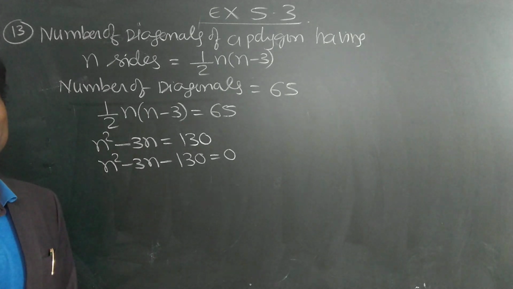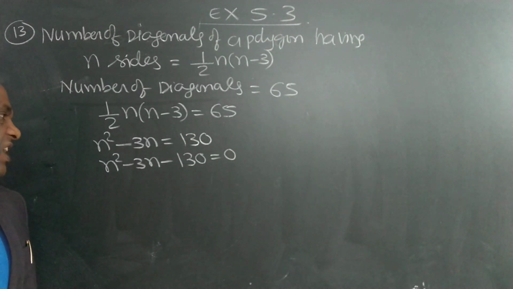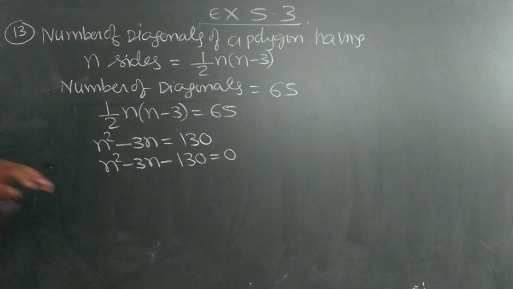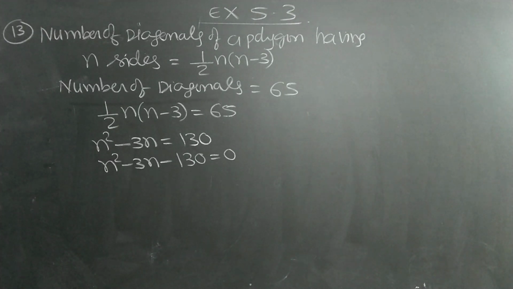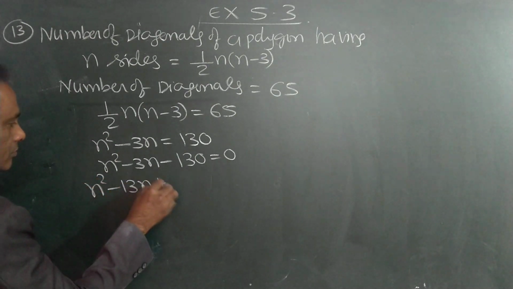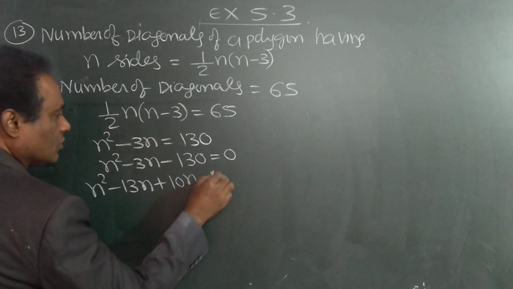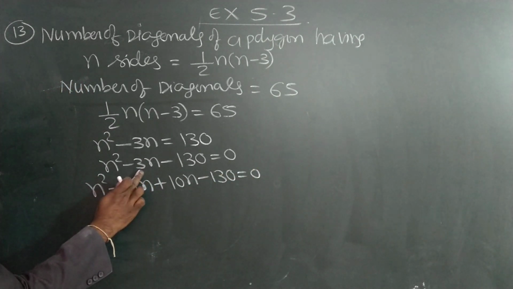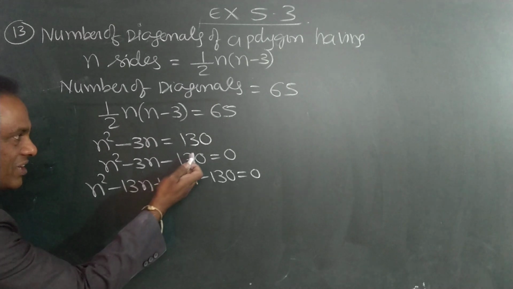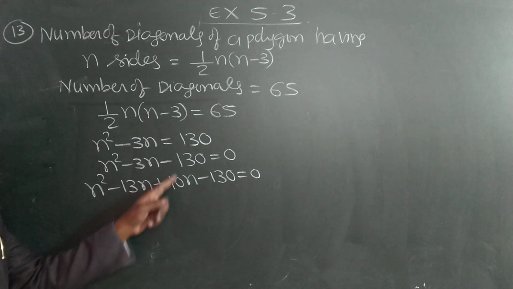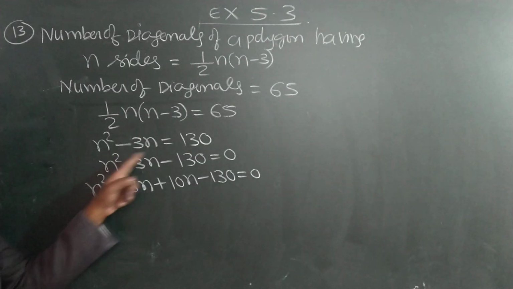Formula method or factors method? 13 tens are 130. Minus 13 plus 10 is minus 3. Minus 13 into 10, that is minus 130. This into 1 is 130.